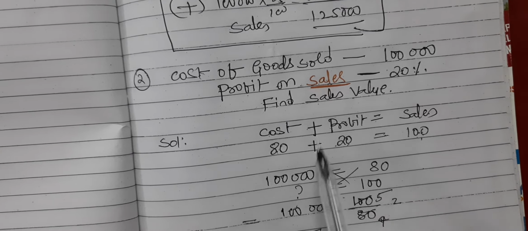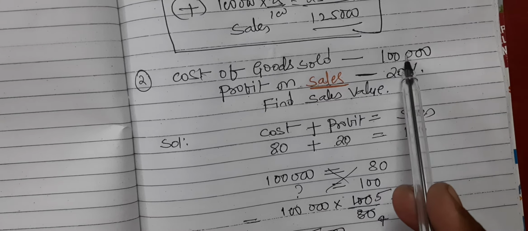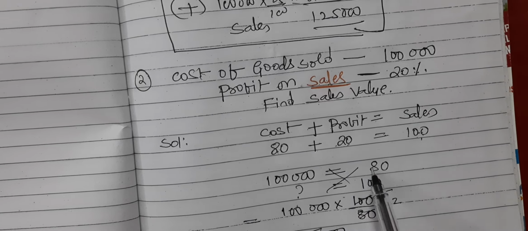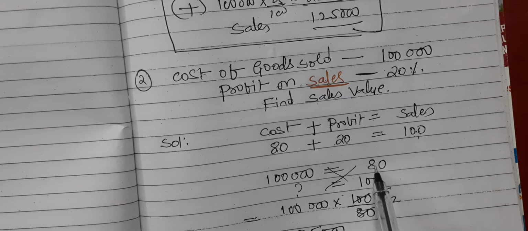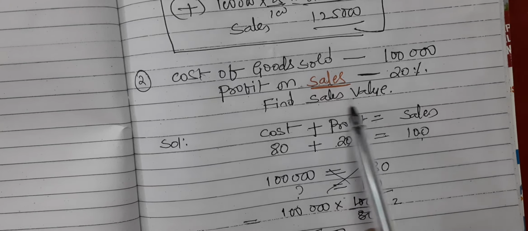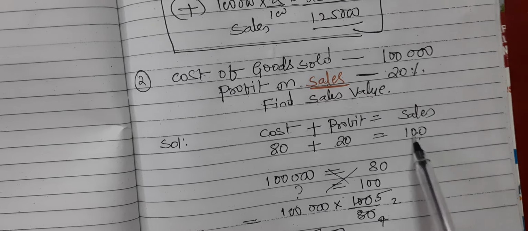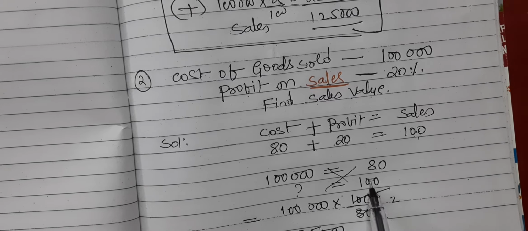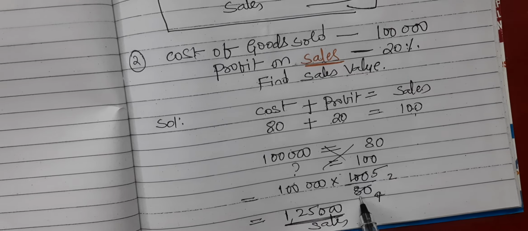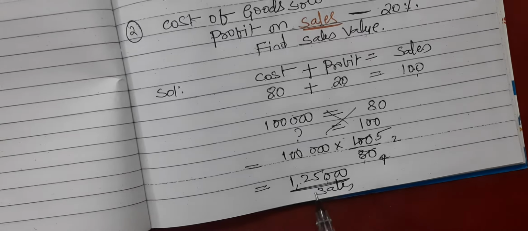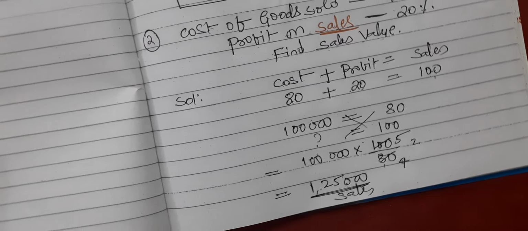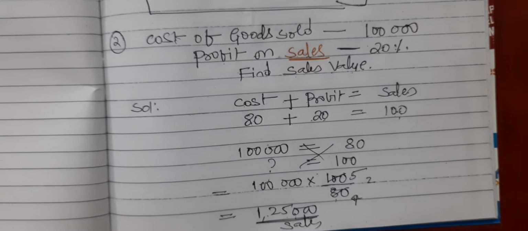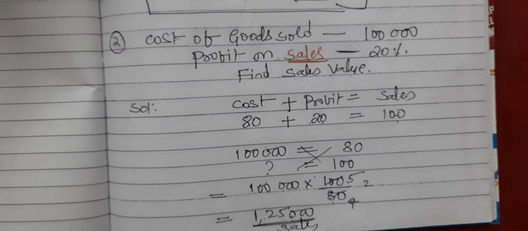Now what to do? What value is given? Cost of goods sold value is given, 1 lakh. 1 lakh is equal to 80 in the equation. Then what you have to find out? Sale, which is 100 in the equation. Cross multiplication: 1 lakh into 100 divided by 80. Sales is equal to 1,25,000. So this is another interesting point. Next we will go to the third example.